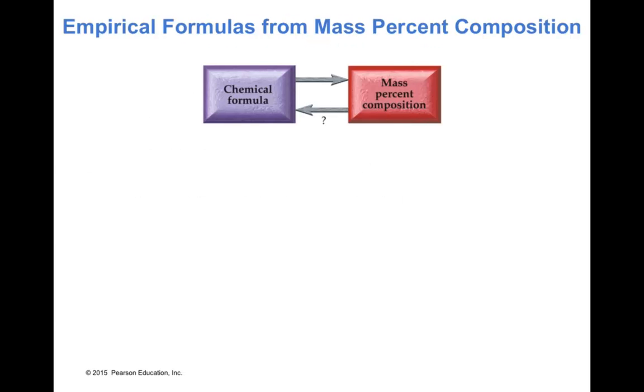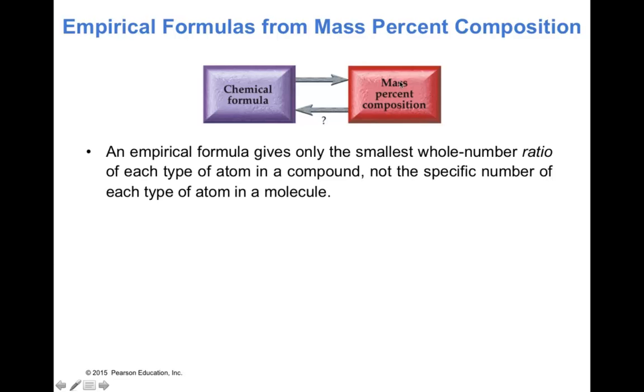So let's talk now about the empirical formulas from mass percent composition. Here we have the chemical formula, and here we have the mass percent composition. An empirical formula gives us only the smallest whole number ratio of each type of atom in a compound, not the specific number of each type of atom in a molecule. So this gives us just the ratio of a compound, by looking at it at the element level.